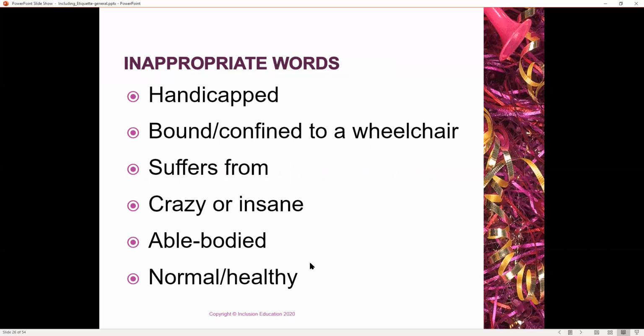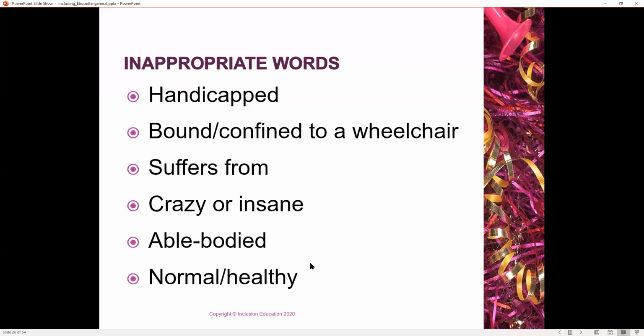The next one is bound or confined to a wheelchair. This is something that people say a lot. I do hear it often, and people don't know. The reason we're going over this is people just don't know what these words really mean, and how negative they come across. When someone says they're bound to a wheelchair, that has a real negative effect. But a wheelchair is not a binding or confining item. That is a freeing item. Without a wheelchair, that person probably would have to stay home, wouldn't be free to go about, to be independent. So the wheelchair is not a binding thing, it is a freedom thing.